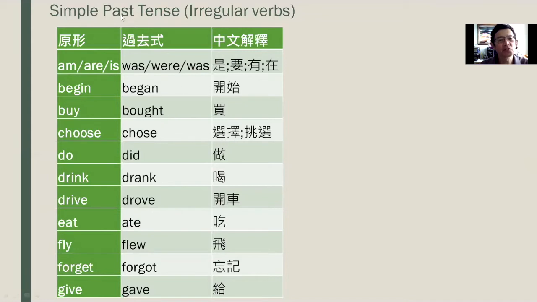Can you make sentences using the present tense and the past tense? I like to drink water now. I drank water yesterday. Go ahead and pause the video and make some practice sentences of the present tense and then the past tense.